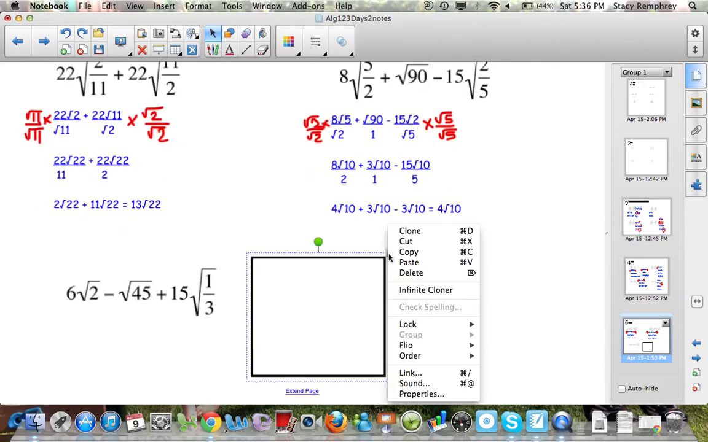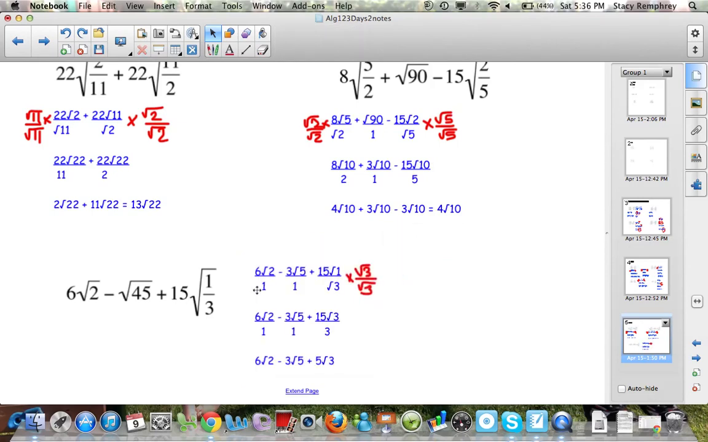And finally on this one, I put everything separated. I got the square root out of the denominator. I said, okay, now I'll simplify the 15 and the 3. And then I have 6 root 2s, I have 3 root 5s, and I have 5 root 3s. Well, that's the best I can do. So this whole thing right here would be the answer you would put in the blank.